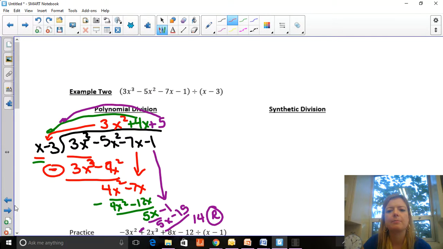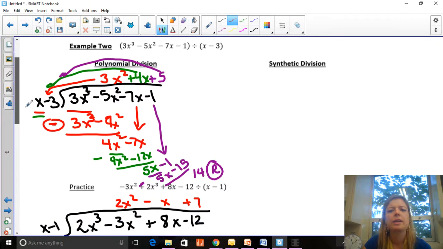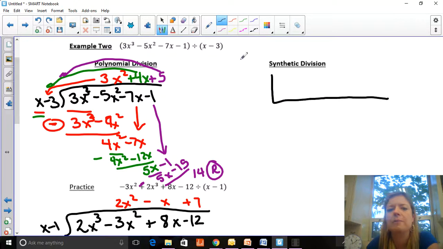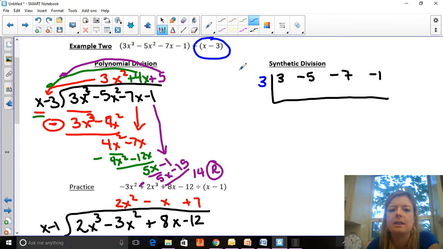Okay, so let's do the other example the same way. So we can use synthetic division because we're just dividing by a binomial that's of first degree. So we make our long L and we put the coefficients. So in order, 3, negative 5, negative 7, and negative 1. And then think about what number are you putting here? Negative 3? No, you're putting positive 3 here because that's what makes this divisor equal to 0. Okay, so x minus 3 equals 0 gives you x equals 3. That's why you put that there.